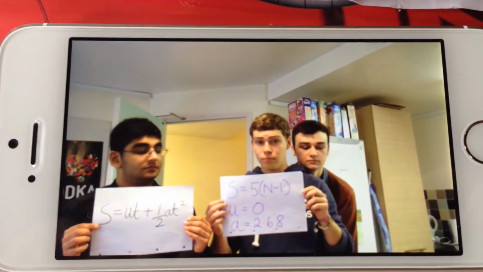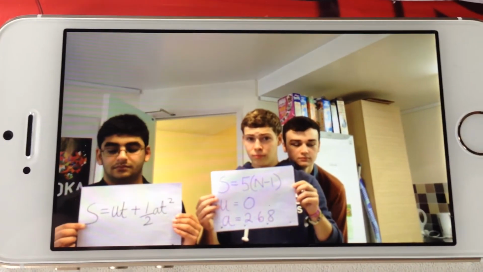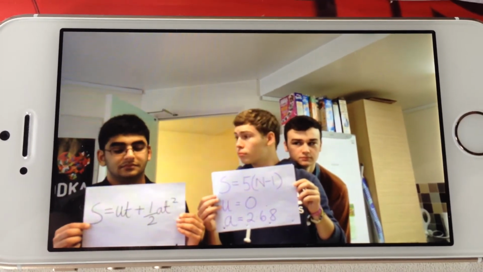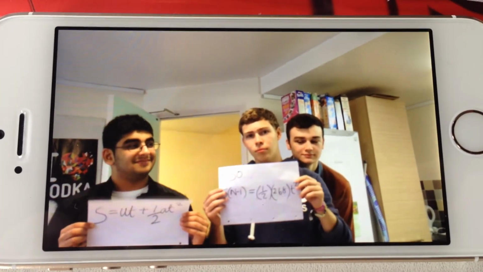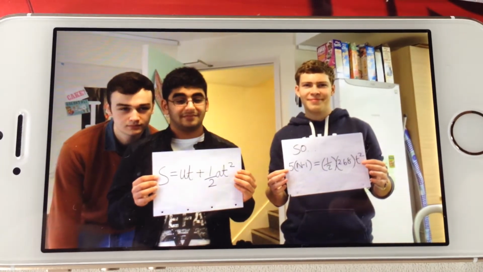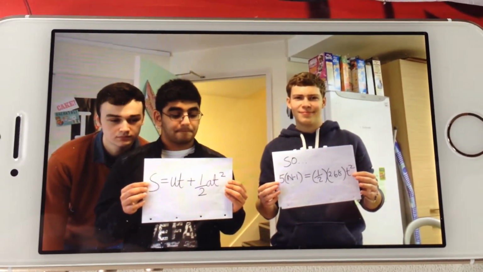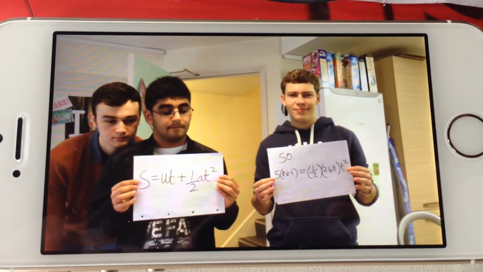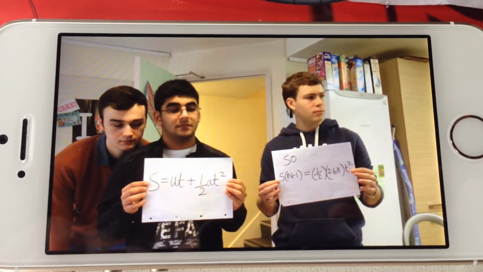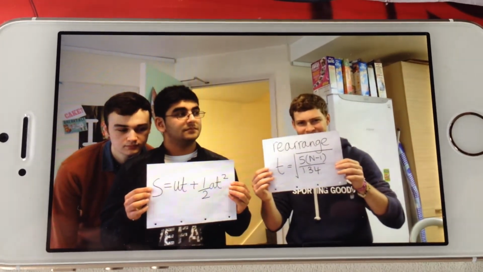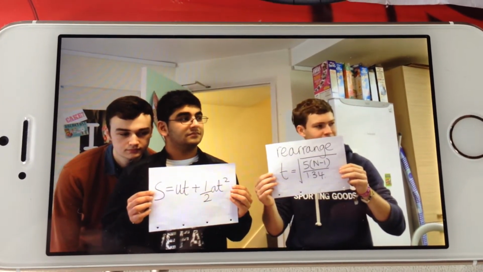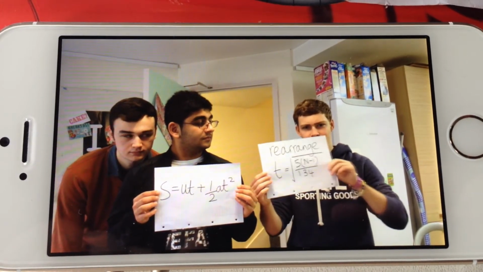We now use the SUVAT equation, S equals UT plus a half AT squared, to get the equation 5 bracket N minus 1 equals a half times 2.68 times T squared. We rearrange this equation to get T equals the square root of 5 bracket N minus 1 over 1.34.